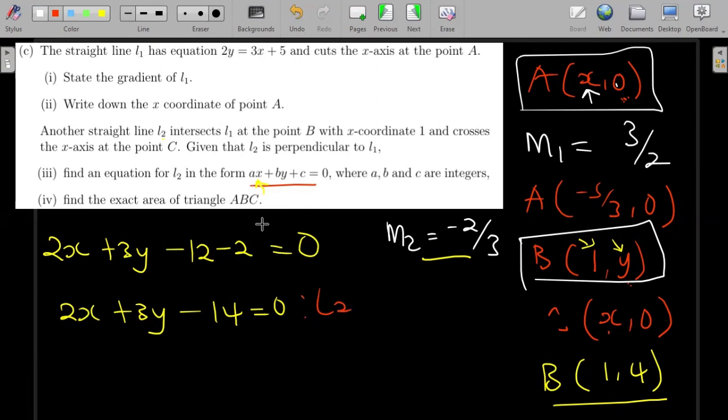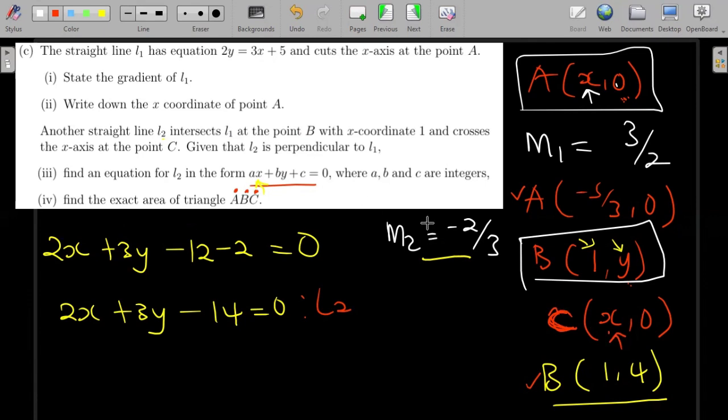All right. And then they're saying here, find the exact area of triangle ABC. So for us to find the area of triangle ABC, we need the coordinates of A, the coordinates of B, and we also need the coordinates of C. The coordinates of A we have, the coordinates of B we have, but the coordinate of C here we do not have because it's still x comma 0. So we need to find this x.